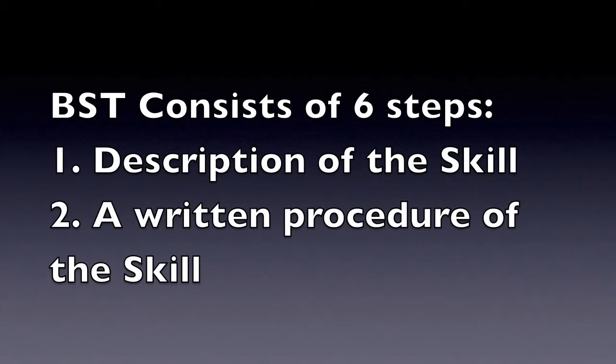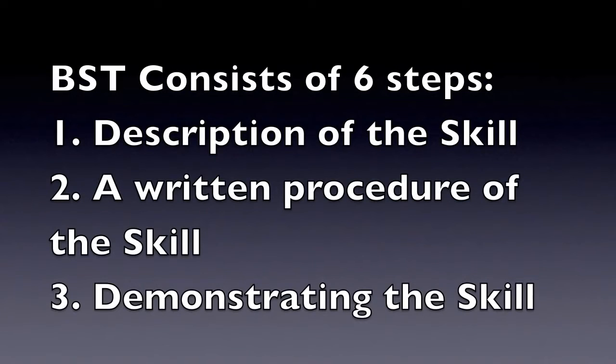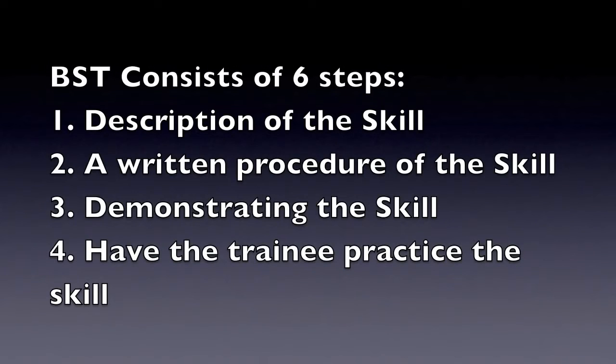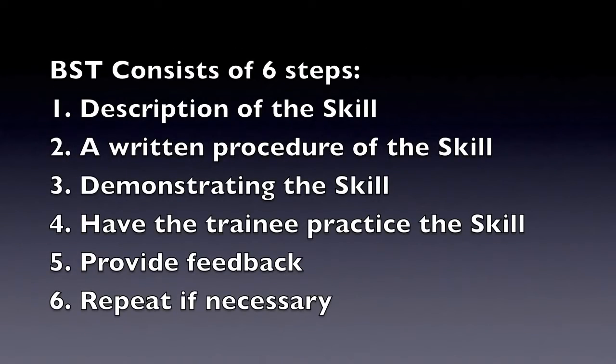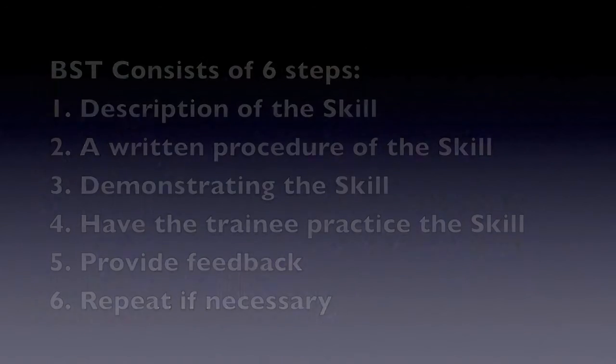The first step is to describe the target skill. The second step is to provide a succinct written description of the skill. Three is to demonstrate the target skill. Four is to require the trainee to practice the target skill. Five is to provide feedback during practice, and six is to repeat these steps until mastery.